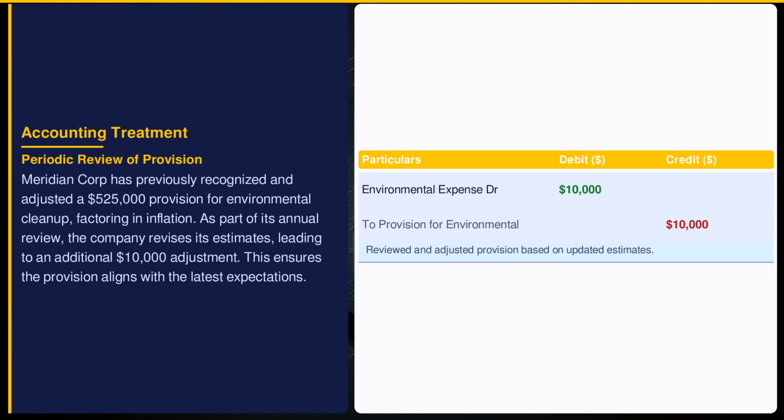Indian Accounting Standard 37 mandates regular review of provisions to ensure they reflect the best estimate of expenditure required. Meridian Corporation's $10,000 adjustment accounts for changes in the cleanup scope or costs, highlighting the provision's dynamic nature. This adjustment underscores a commitment to financial accuracy and transparency in reflecting liabilities.